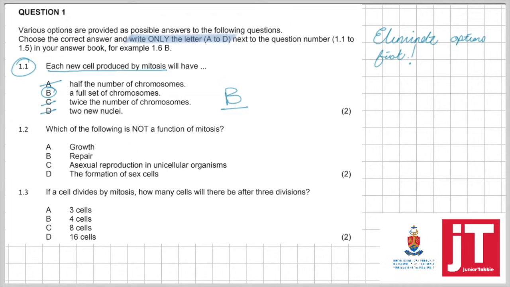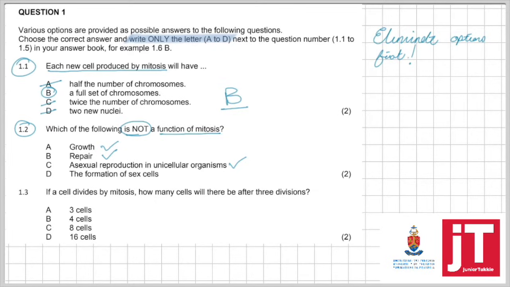Question 1.2. Which of the following is not a function of mitosis? Is not. So what we're doing now is we're going to try and identify those functions there that are related to mitosis. So the first one, option A, is growth. Does mitosis result in growth? Yes, it does. Repair of tissue? Yes, it does. Asexual reproduction in unicellular organisms? Well, yes, it does. So we're left with option D.